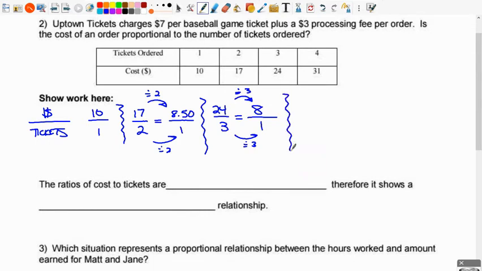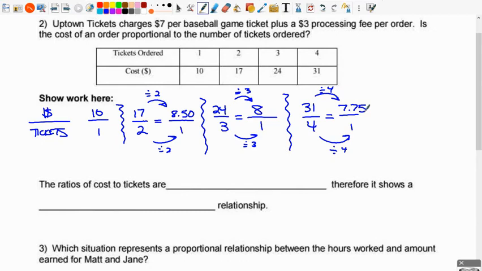And then finally, I'm going to have $31 for 4 tickets. To get the cost of just 1 ticket, I'm going to have to divide both of the numbers by 4. 31 divided by 4, well, that's going to be 7 75/100ths, which means that it's $7.75 per ticket. Look at the 4 unit rates this time. 10 over 1, 850 over 1, 8 over 1, 775 over 1.